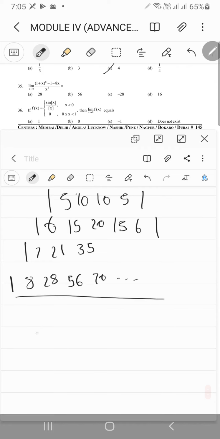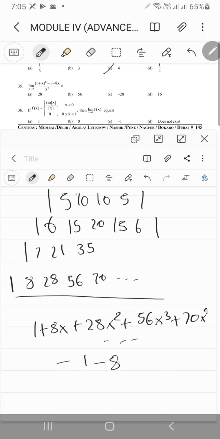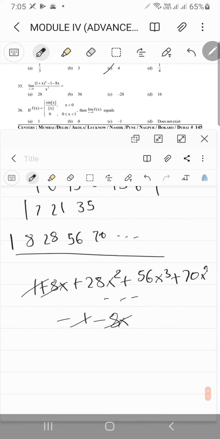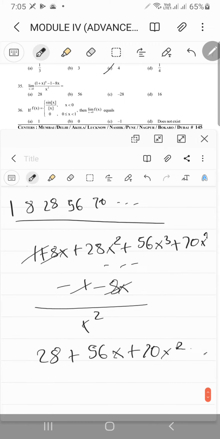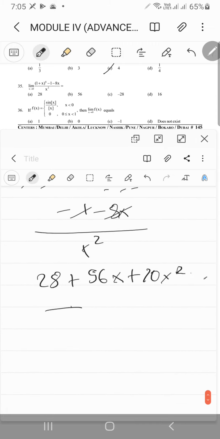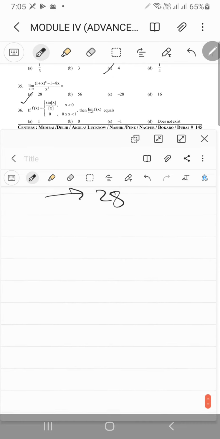So this can be written as 1 plus 8x plus 28x squared plus 56x cubed plus 70x to the power 4 and so on, and then minus 1 minus 8x, so this cancels. Divided by x squared, it should be 28 plus 56x plus 70x squared and so on. As x tends to 0, this tends to 28. Nice. Next question.